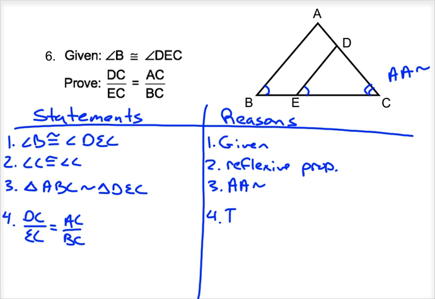If triangles are similar, then sides are proportional.